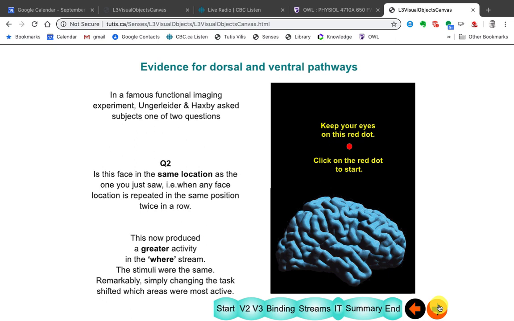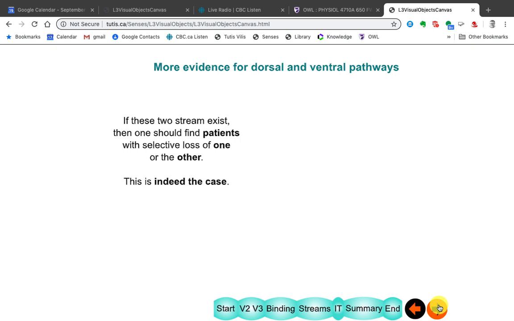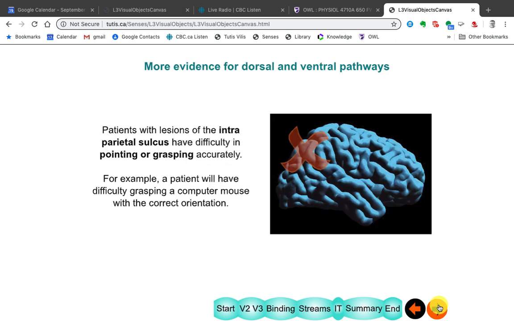So with that simple experiment, these two scientists became famous, and they're still churning out papers about these two streams. Now, you should also be able to find patients that have lesions of these different areas, and they should show different symptoms. And you do.